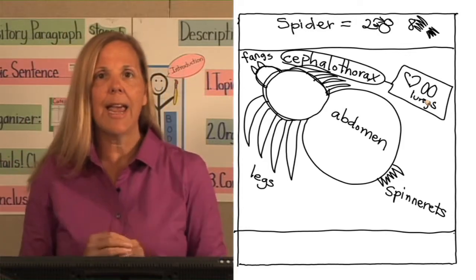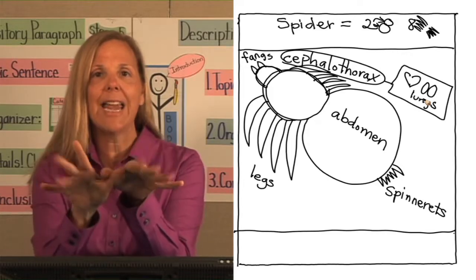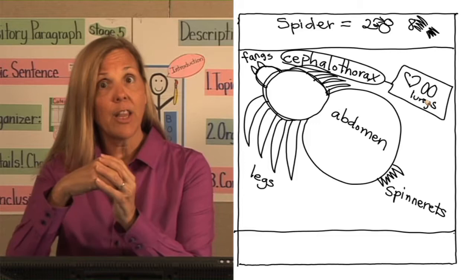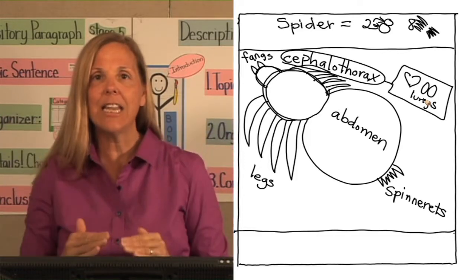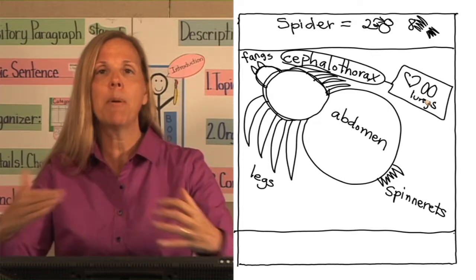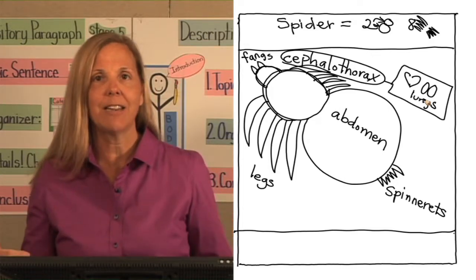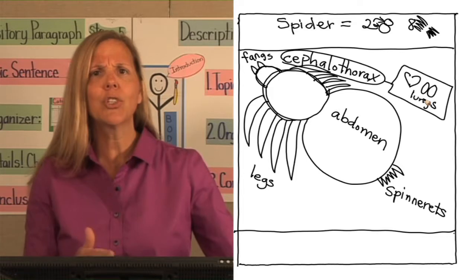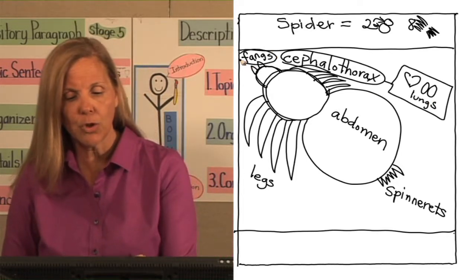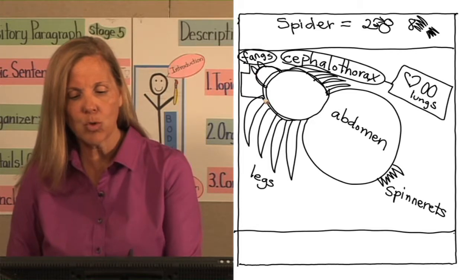A spider has 2 body parts and 8 legs. One of the body parts is the cephalothorax. Inside it are the heart and lungs that bring in air and pump blood throughout its body. Excellent! We understand what that part is. Let's go to the fangs. So we'll circle the fangs, and now we'll put a drop box here.